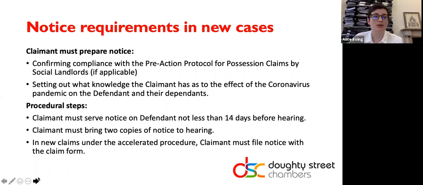And particularly, and I'll cover off accelerated possession procedures in a separate slide, drawing all the threads together, but do note that in accelerated procedure cases, a notice setting out knowledge of the impact of the pandemic on the tenants must be filed with the claim form. So again, that might be something that you would be looking out for to see if that's missing, if you happen to get your hands on an accelerated possession claim. So just looking perhaps at the next slide, if we may.